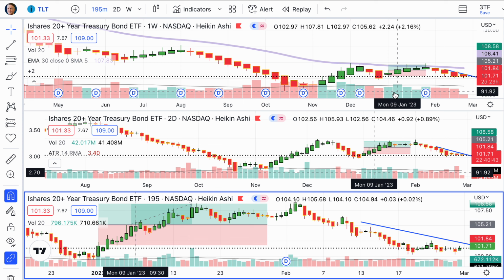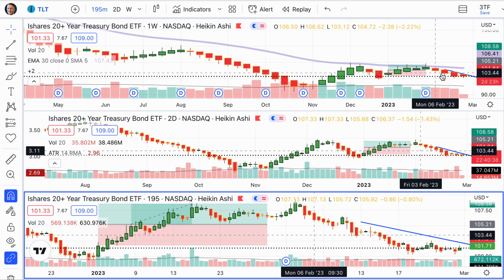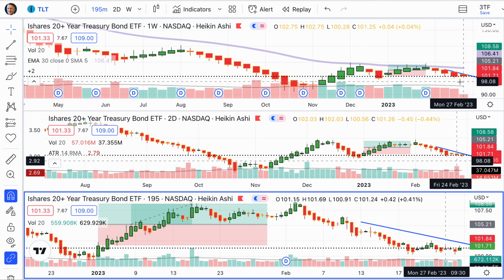Remember, all things being equal, the market tends to move in the direction of the largest chart, which is the weekly, and we still have that weekly pushing things down.